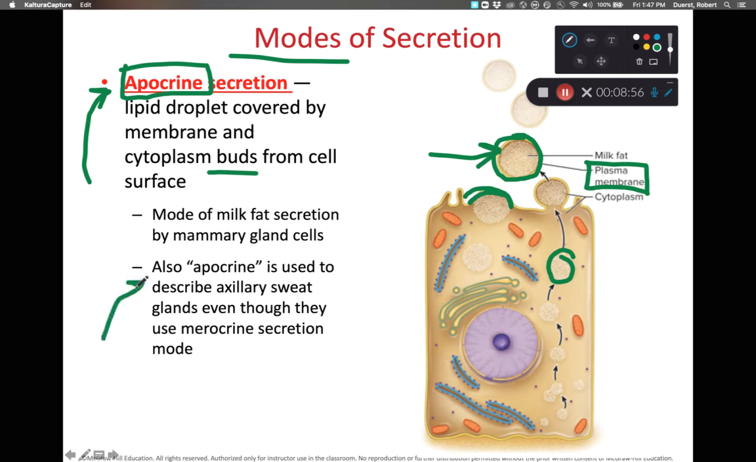Apocrine is a term that's also used to describe a kind of axillary anogenital sweat gland, and that particular gland is an exception because it's now known to use the merocrine method of secretion, even though it was initially thought to use an apocrine method of secretion. So when you think of apocrine, think budding. A-B, apocrine budding.